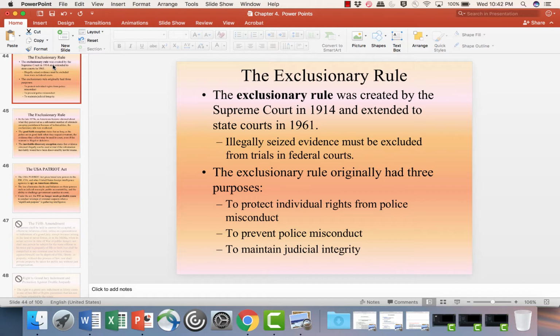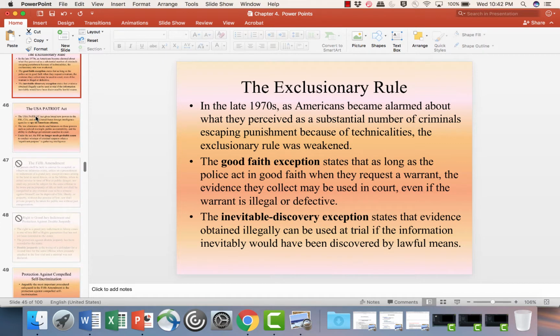Number two, the other part of the reason for the exclusionary rule is to prevent police misconduct, and number three is to maintain judicial integrity. And so in talking about the exclusionary rule, we have the good faith exception. It states that as long as the police act in good faith when they request a warrant, the evidence they collect may be used in court, even if the warrant is illegal or defective.